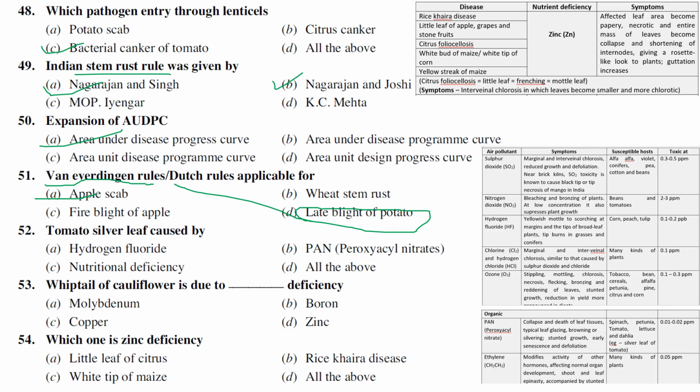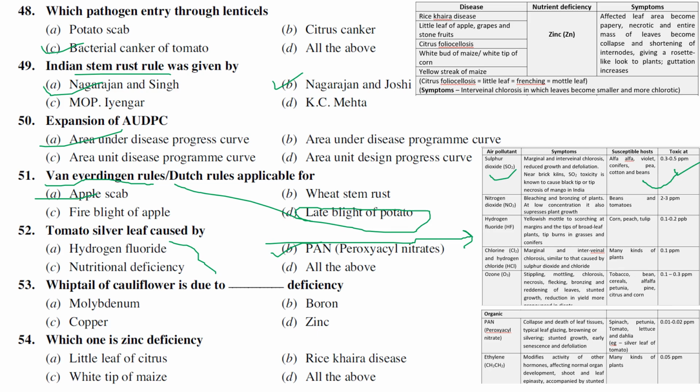Next one is tomato silver leaf is caused by, generally this tomato silver leaf is caused by an air pollutant called peroxyacyl nitrate. I have given a table here: on the left side, the name of the air pollutant, and what hosts are susceptible along with the toxicity level. This table is important, sometimes we may expect it. Sulfur dioxide: alfalfa, violet, conifers, peas, cotton and beans are generally susceptible. At 0.3 to 0.5 ppm, parts per million, it is toxic.